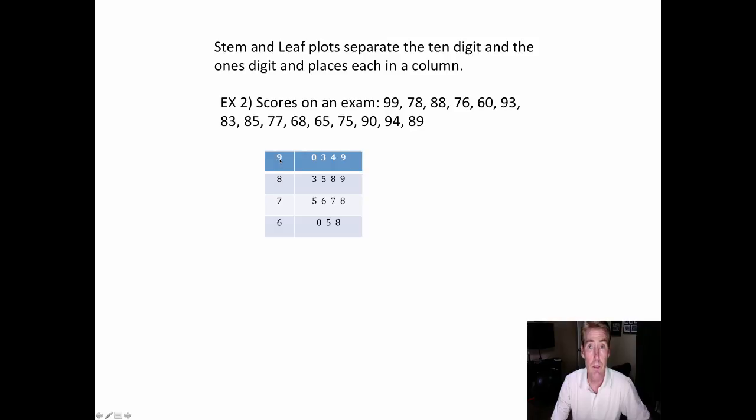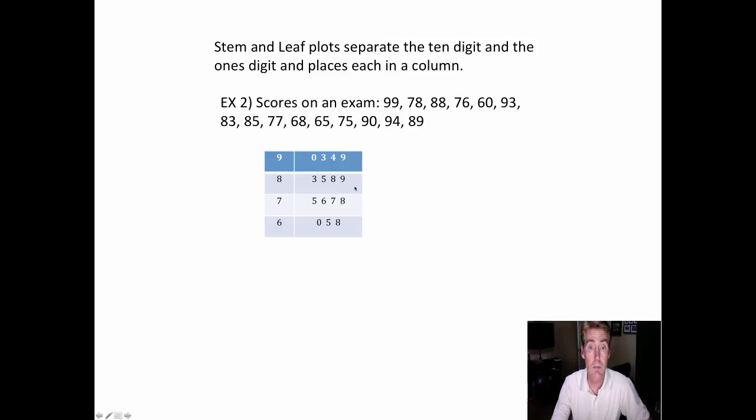So the way that it's read is that somebody got a 90 right here, a 93, a 94, etc. So for example, here's the 99, the highest score, and these scores over here are in order. So an 83, an 85, so there must have been somebody that got an 89. Here it is right here.